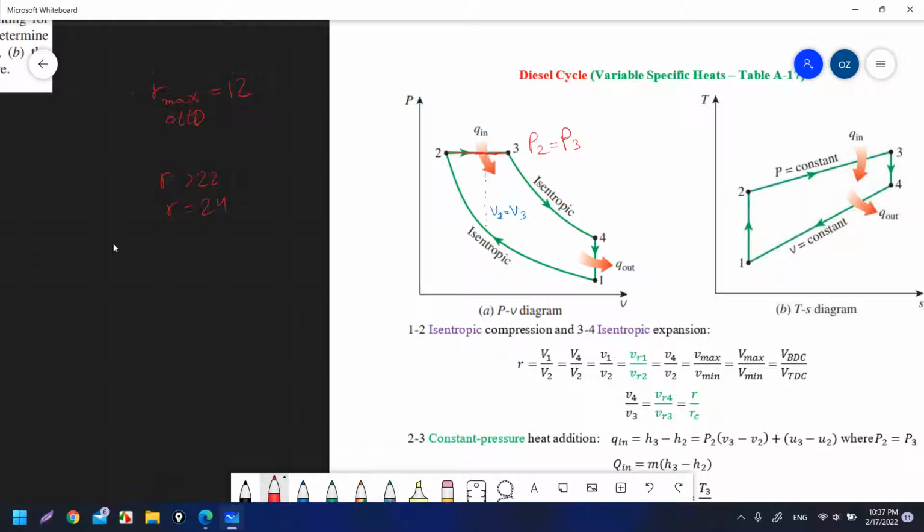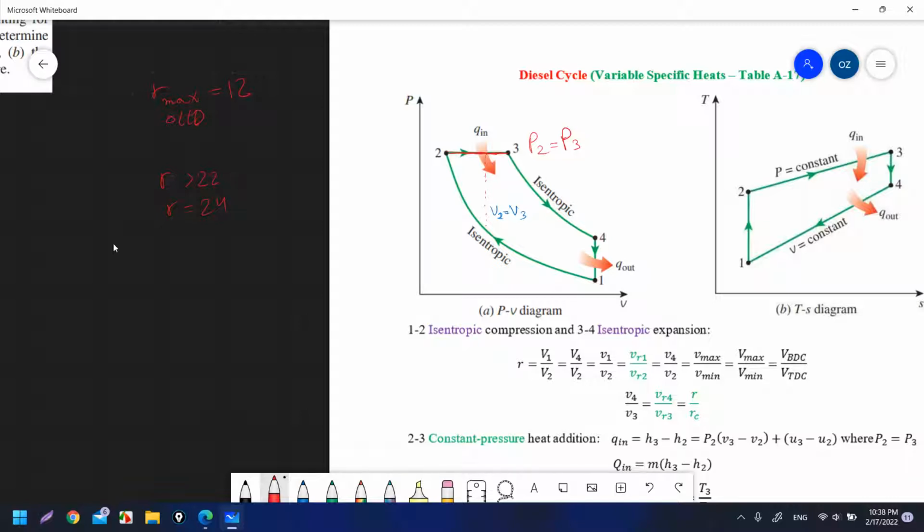That is why I drew here the constant volume heat addition process. I didn't go until I reach state 2 and then draw a line upward to V3. So it will have a compression ratio less than the compression ratio for the diesel cycle. Why is the compression ratio for the diesel cycle higher than the Otto cycle?